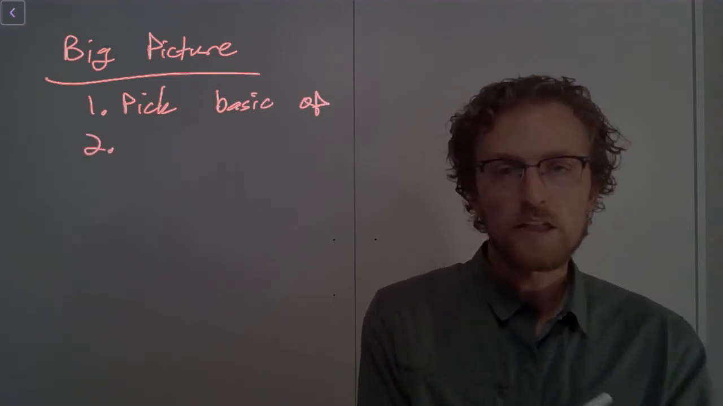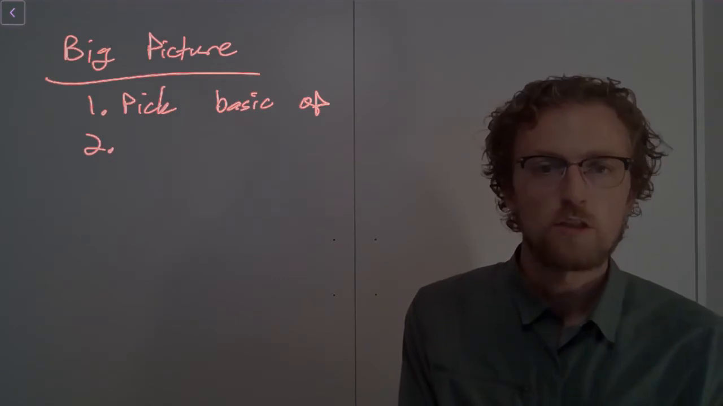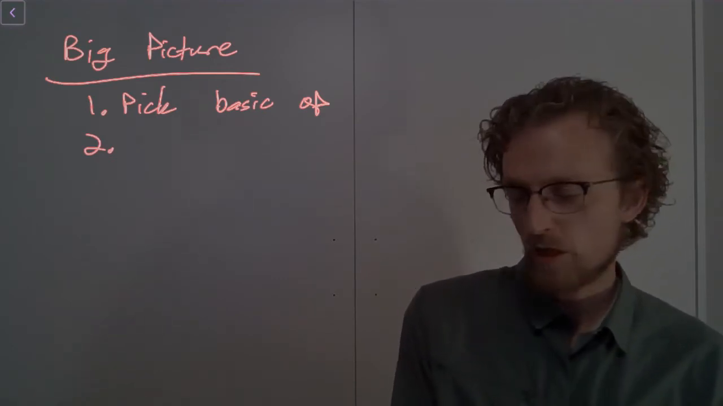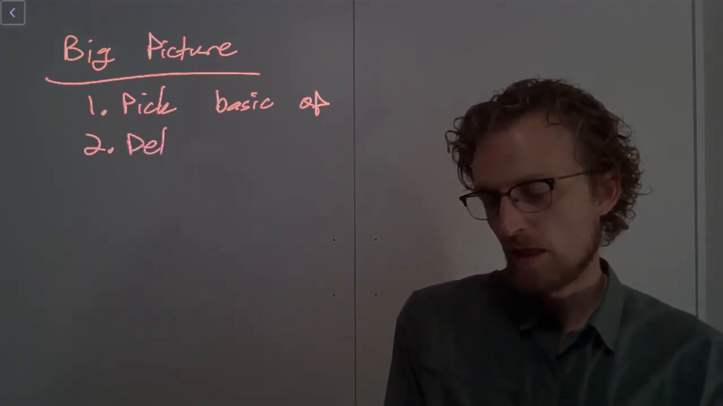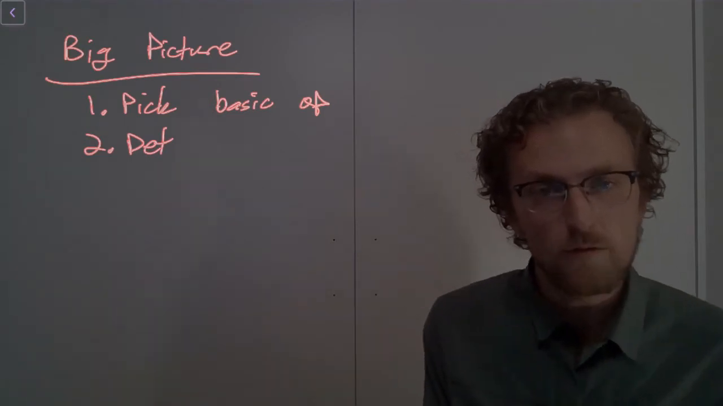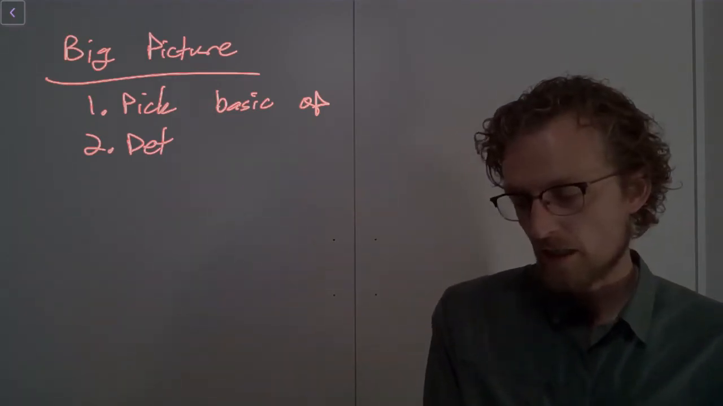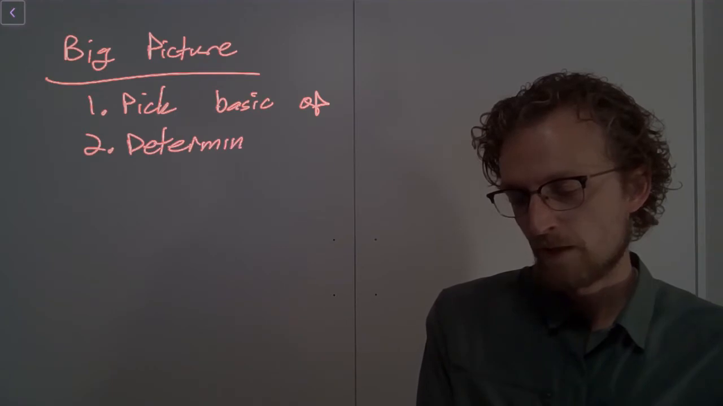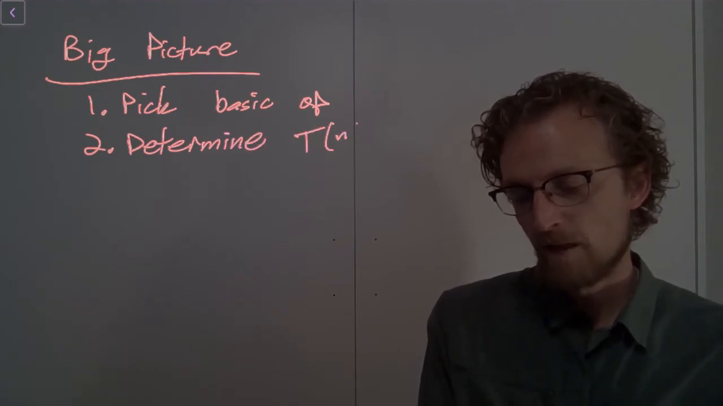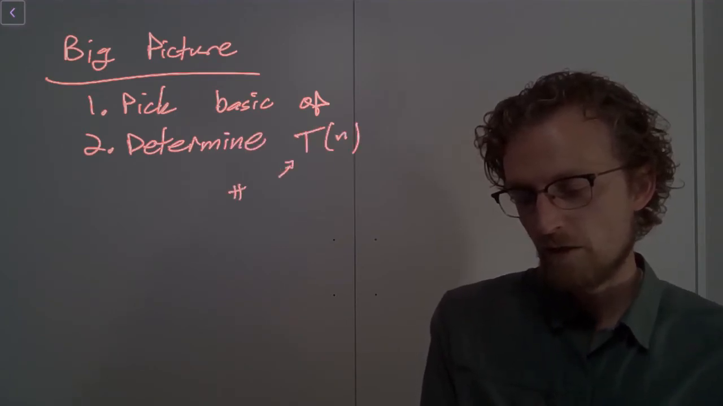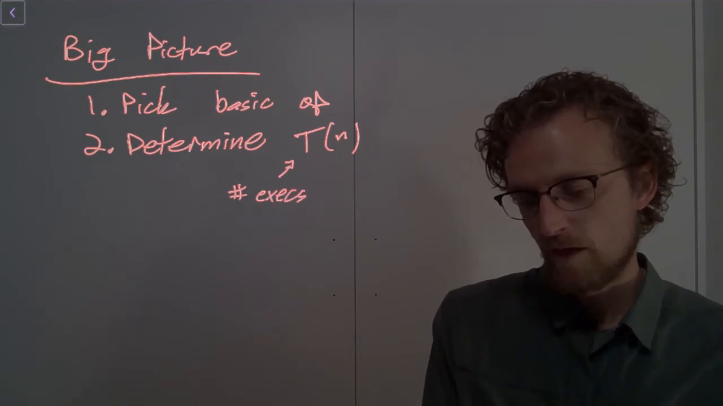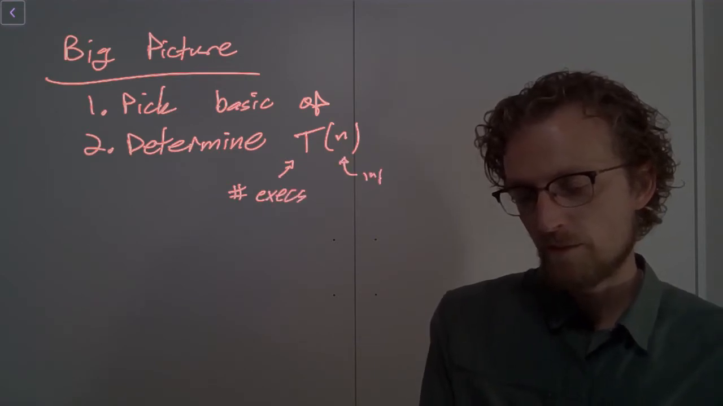Then we want to determine what we'll call T of n, which is the number of times that basic operation executes. This will be a function, like we actually want to find the function that tells us this. So determine T of n, where T is the number of executions, and n is the input size.